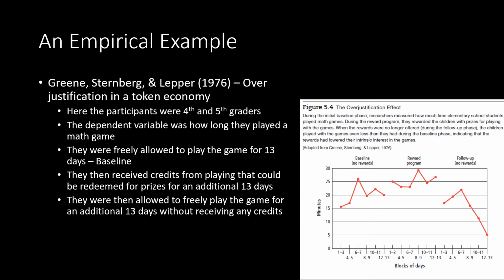Here's an empirical example of this overjustification effect. It was a study conducted by Green, Sternberg, and Lepper in 1976 and is referred to as the overjustification in a token economy. So here the participants were 4th and 5th graders, and the dependent variable here was how long they spent playing a math game. I'm not sure if the math game was on a computer or not, but seeing as how it was 1976, probably not a computer.